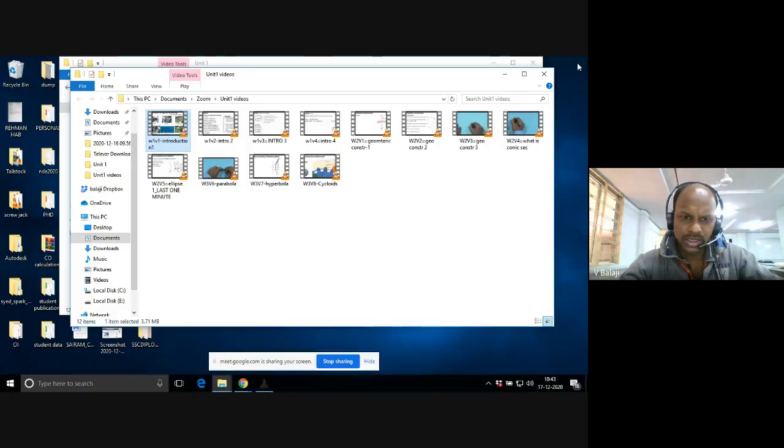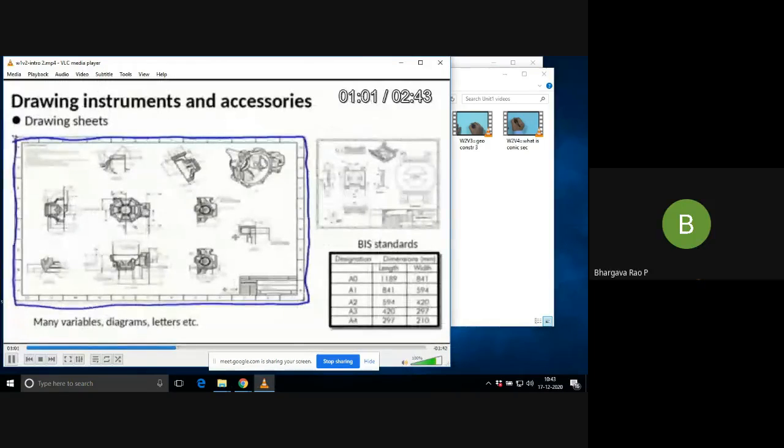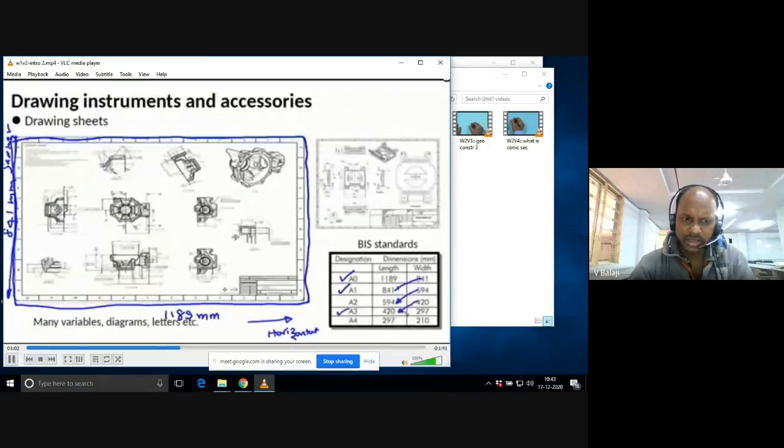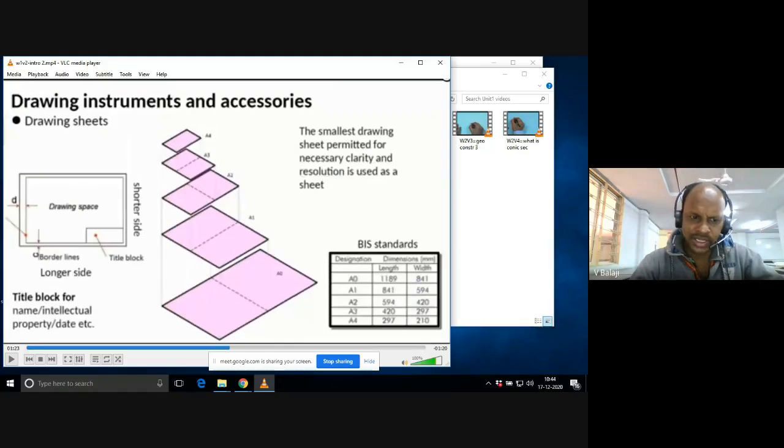One more screen I would like to show you. Here is the drawing sheet and designation of drawing sheet. We are using A2 size, 594 by 420, right? So you buy an A2 size drawing sheet. Initially you buy 10 sheets, okay? And these are the different sheet sizes as per Bureau of Indian Standards.